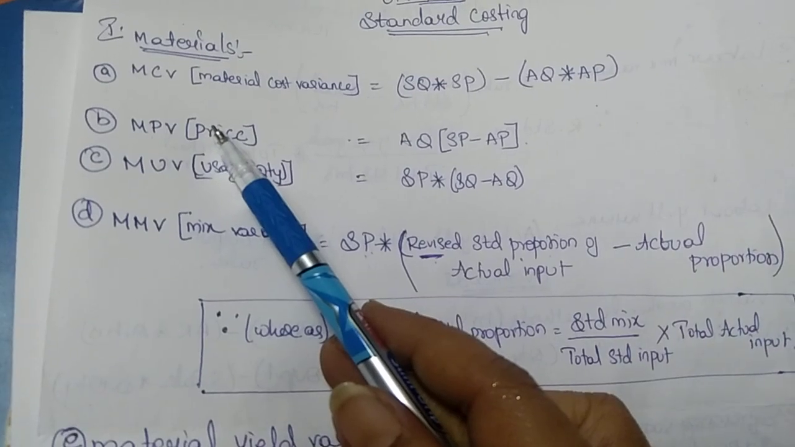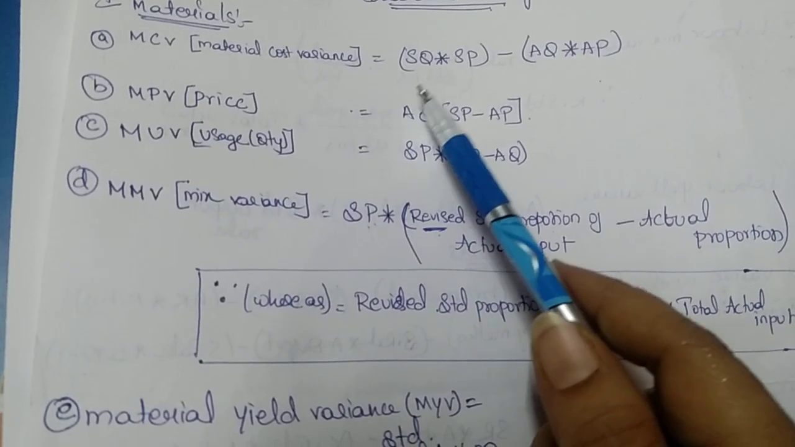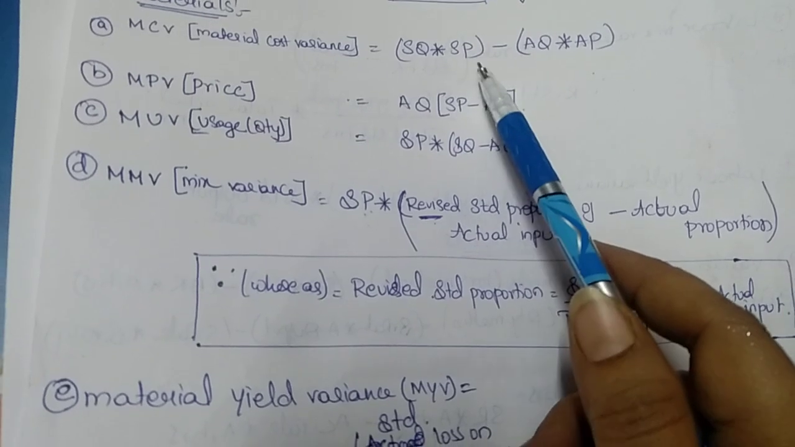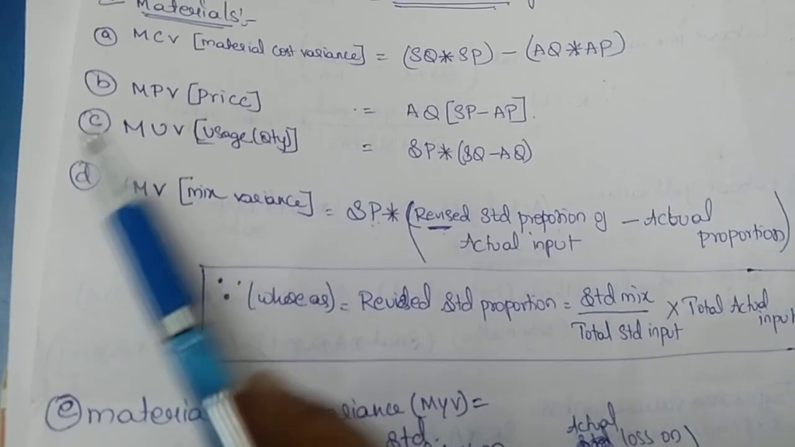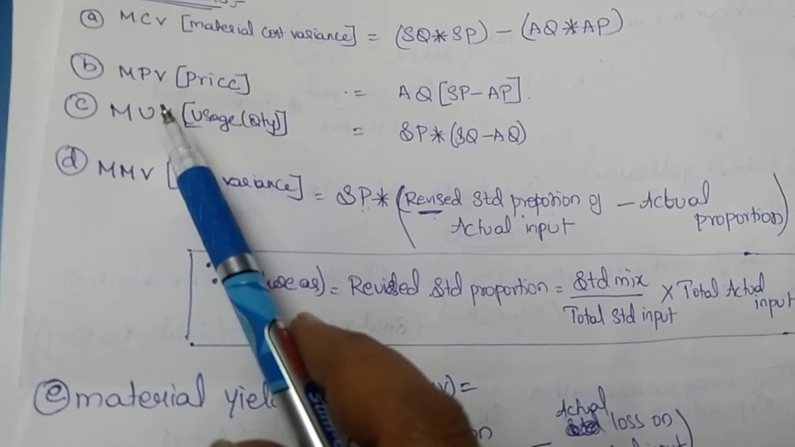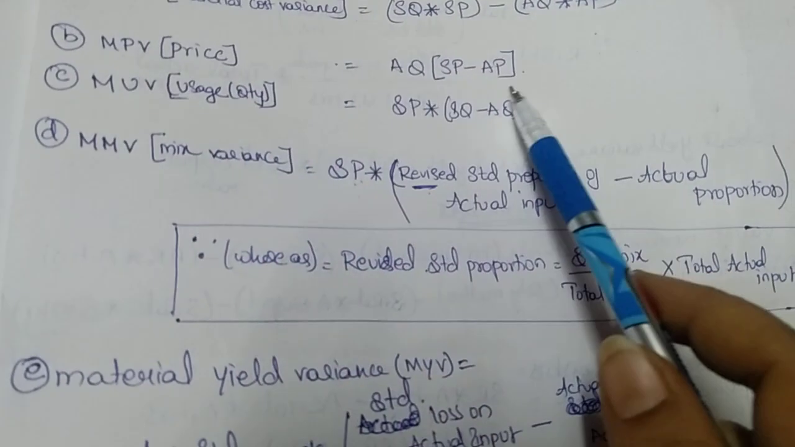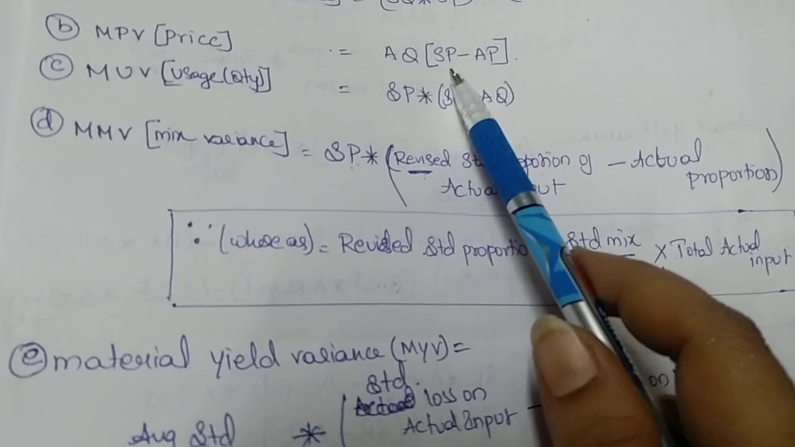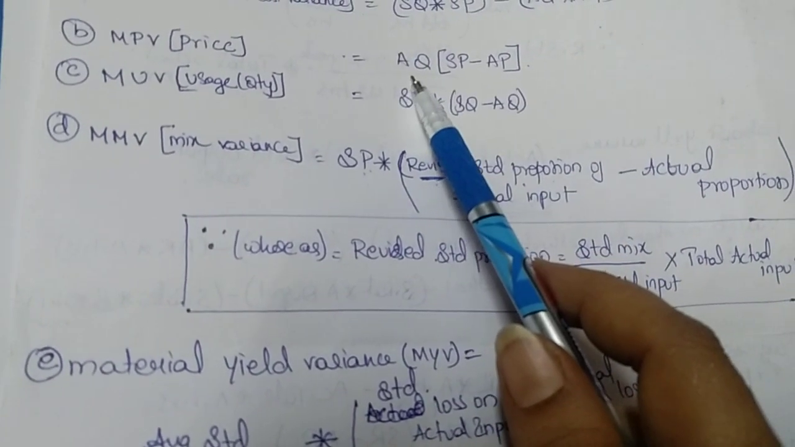The first among all the formulas is the material cost variance, which is nothing but standard quantity into standard price minus actual quantity into actual price. Whereas for material price variance, the price is the main one, so the formula is going to have the same standard price minus actual price, which is multiplied with the actual quantity.